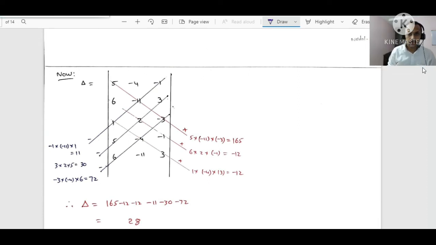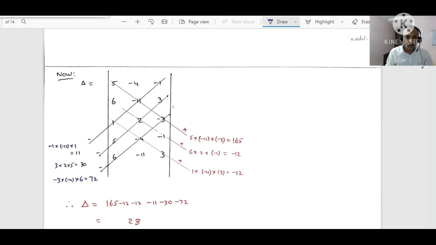So dear students, first delta. For delta, let me find out the determinant: 5, minus 4, minus 1; 6, minus 11, 3; 1, 2, minus 3; 5, minus 4, minus 1. You just repeat the first 2 rows. First 2 rows are to be repeated: 6, minus 11 and 3.